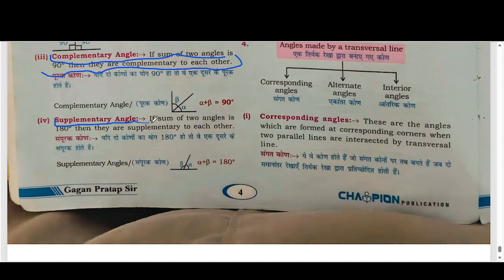Supplementary angles: if the sum of two angles is 180 degrees, then they are called supplementary to each other.